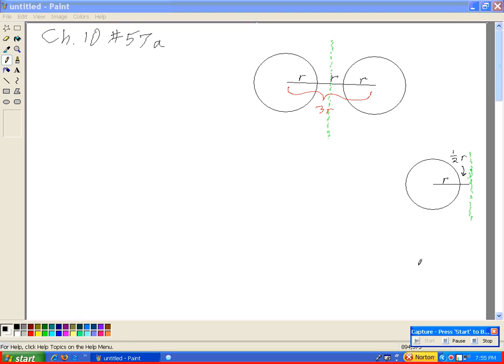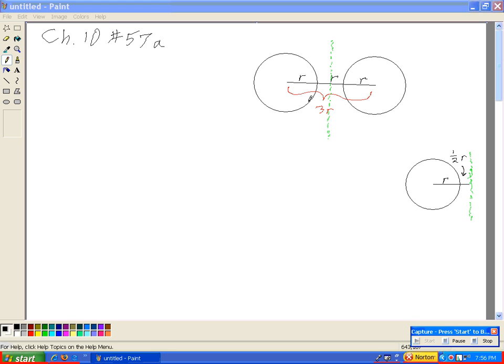Okay, this is chapter 10, number 57a. We have two spheres, and they're connected by a rod that's, I believe, massless. Connected by a thin, massless rod of length r. So the rod is length r, and that's also true of the radius of each sphere. Each sphere has a radius of r. So altogether it's 3r from center of mass to center of mass.